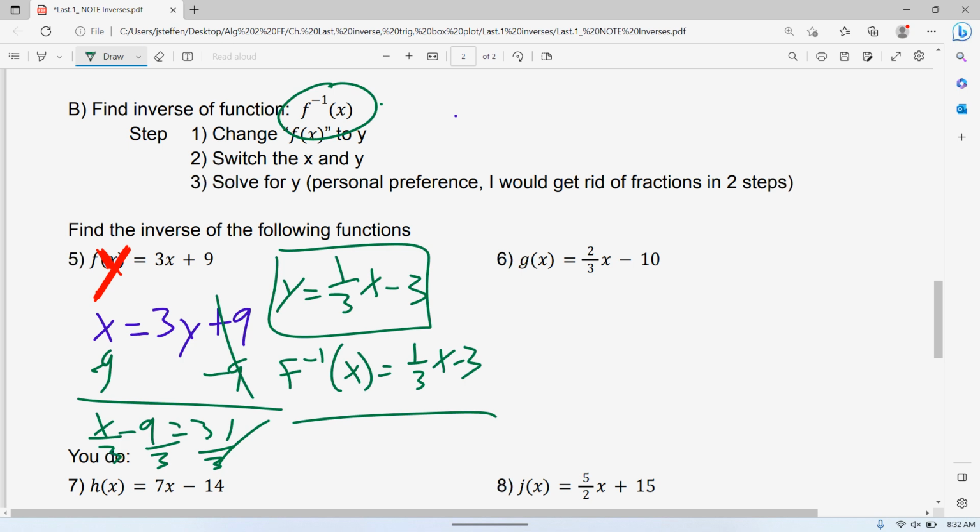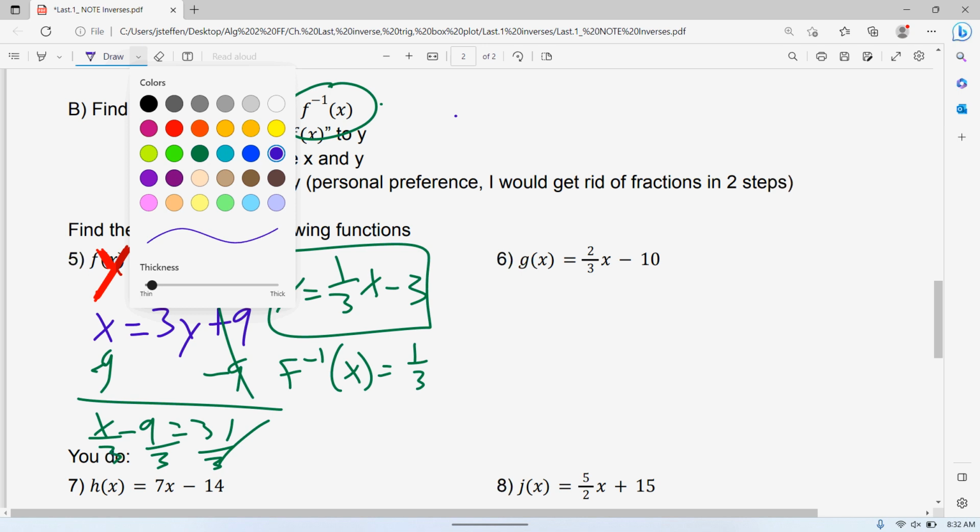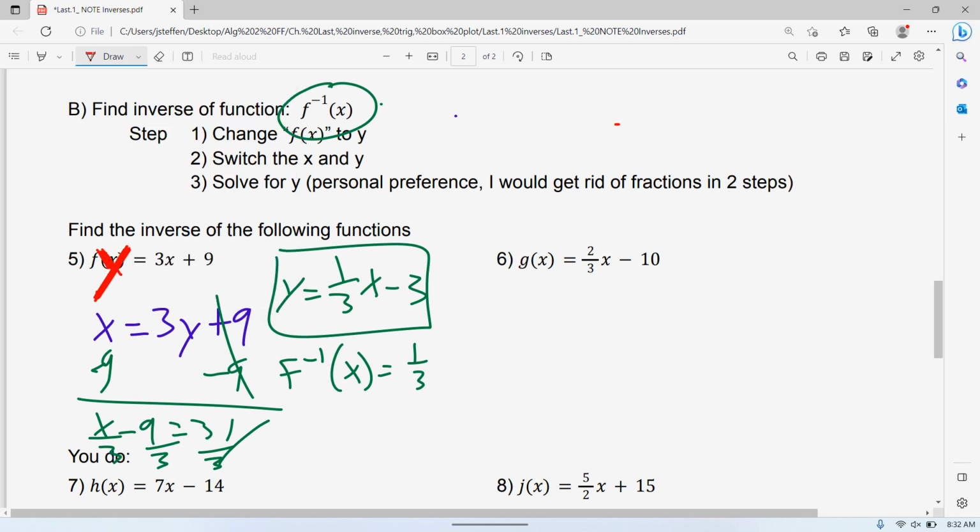Number 6 has a fraction in it, so it does make it a little bit more complicated. There are a couple of different things you can do to solve this one. I've had people, and I used to do this, where I would multiply everything by 3 right away just to get rid of that. Let's go ahead, change this to y, and then switch my x and y spots.